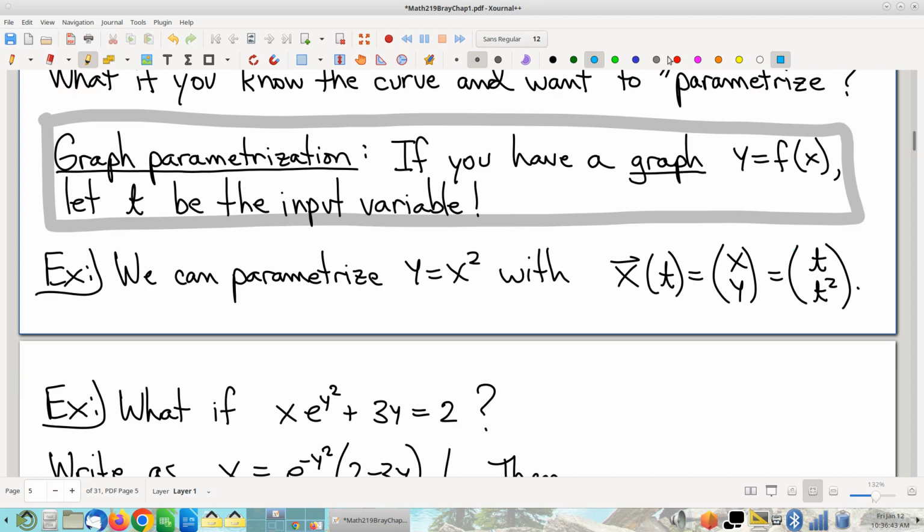So here's a curve that I want to parameterize. I know what this is. It's a parabola, right? Old news, high school algebra, etc. How would I create a parameterization for this?